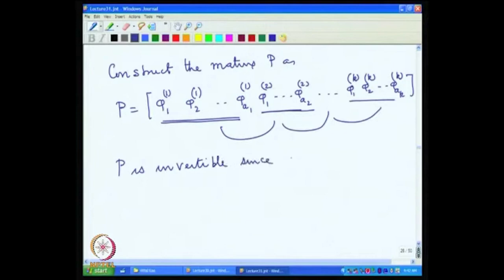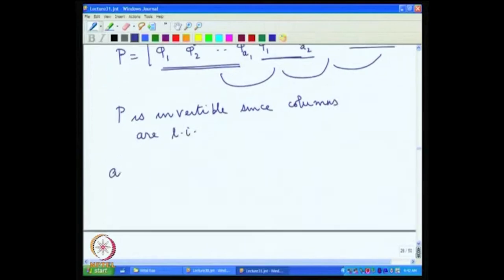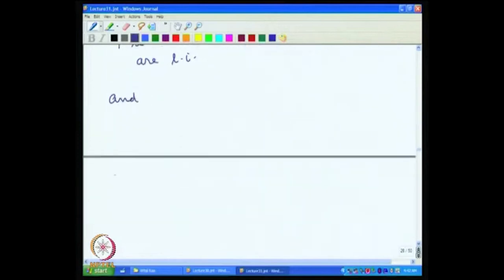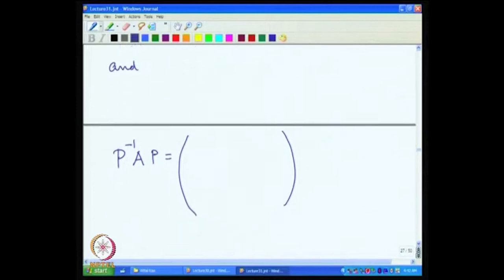since the columns are linearly independent, and when we write P inverse AP, we get a diagonal matrix. What is this diagonal matrix? The diagonal entries are going to be lambda 1 will appear along the diagonal A1 times, then lambda 2 will appear A2 times and so on, and in the end lambda k will appear AK times.